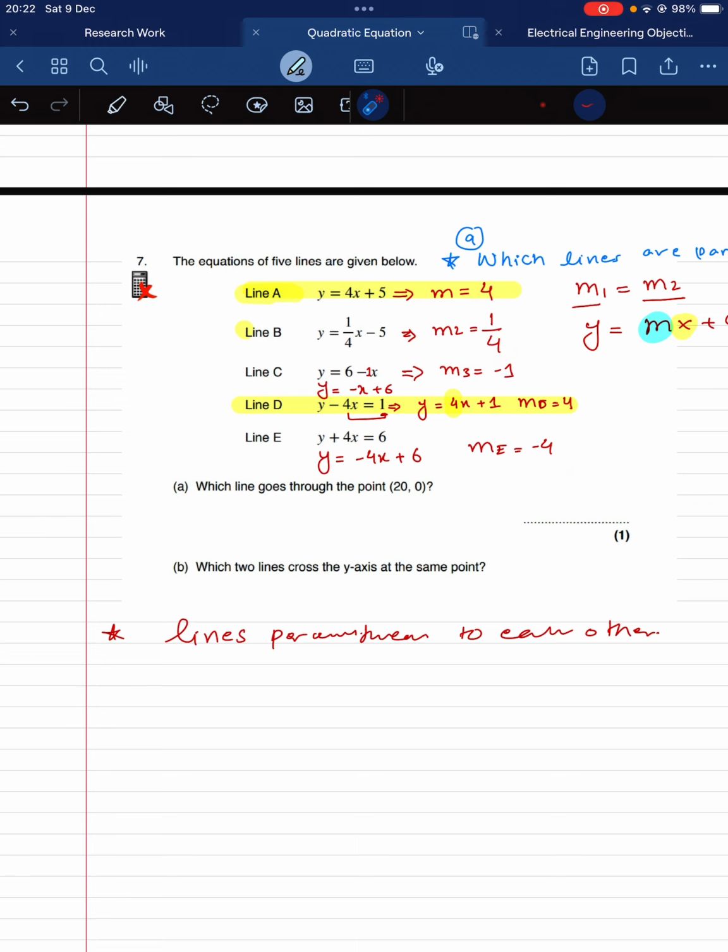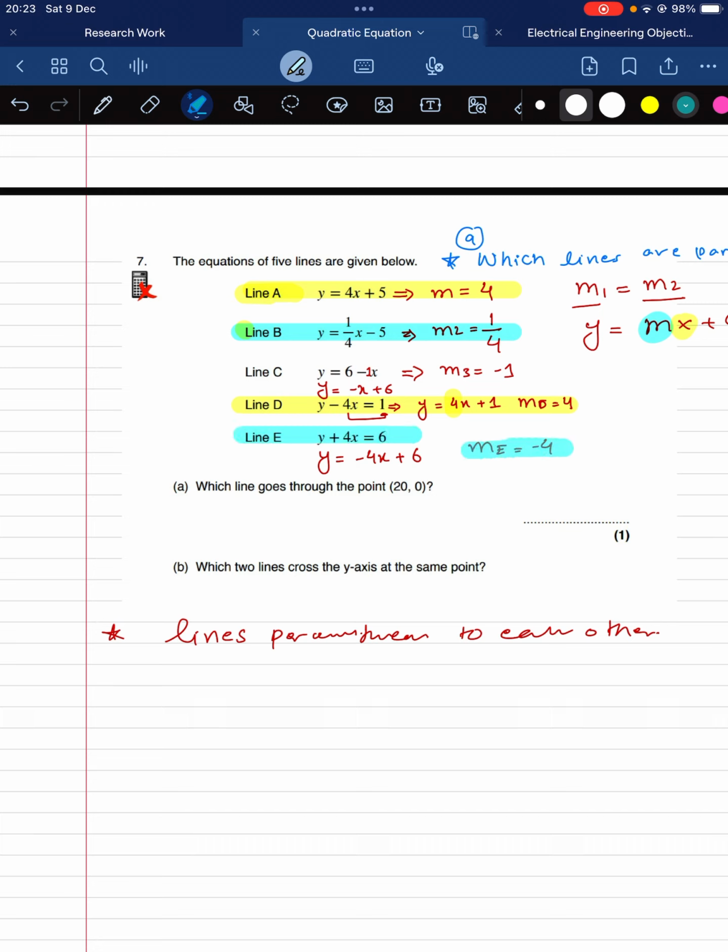So we can say that line B and line E are perpendicular to each other because this line has the slope of minus 4 and this line has the slope of 1 by 4. That is the negative reciprocal of each other.